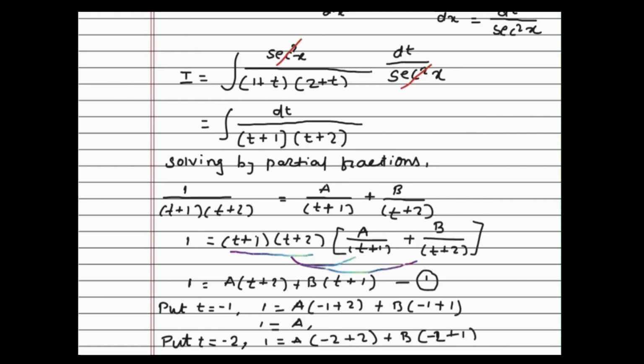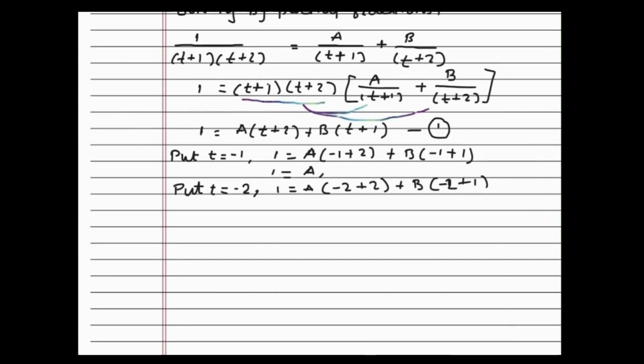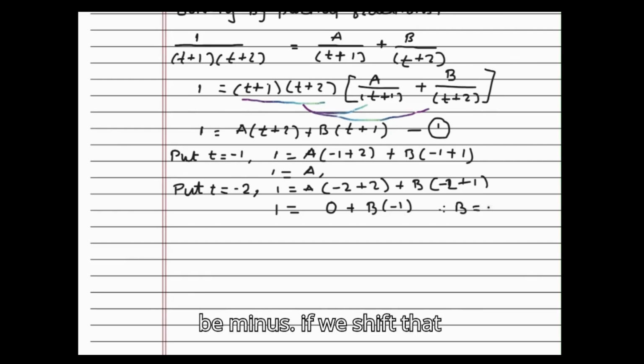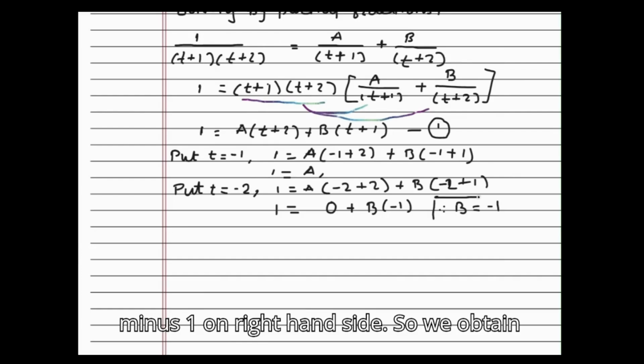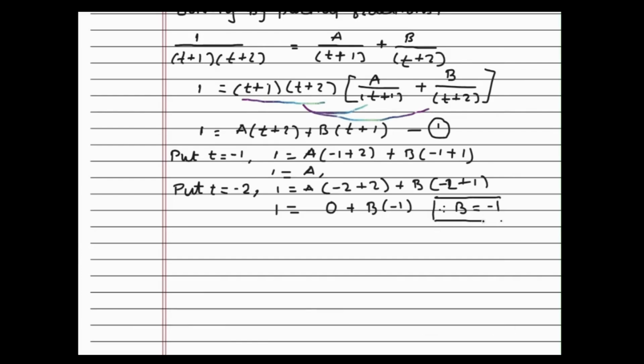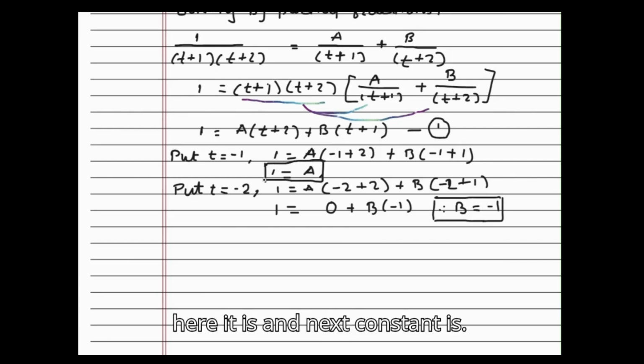Let us solve this. Then we will get the value of b. The a term becomes 0 and b is multiplied by minus 1. So the value of b will be minus 1 if we shift that minus 1 to the right hand side. So we obtain both the constants of partial fraction. First one is a is equal to 1, and the next constant is b equal to minus 1.